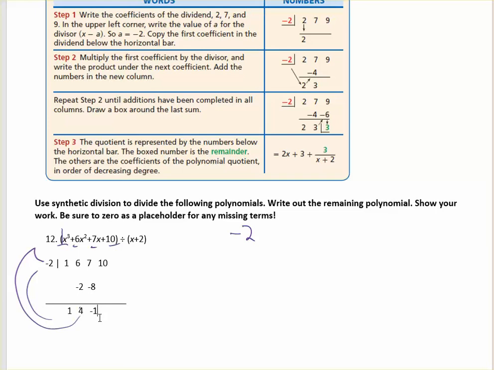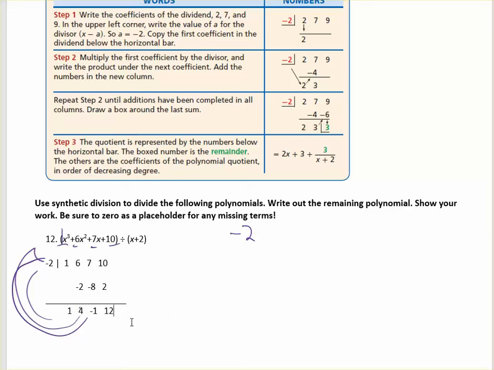Then we multiply back. Negative 1 times negative 2. Negative times negative is positive, so we would get a positive 2 here, and we put that under the 10. And then we combine. They're both plus, so you'd add those. 10 plus 2 is 12. That's it. Now, what do we do with this?